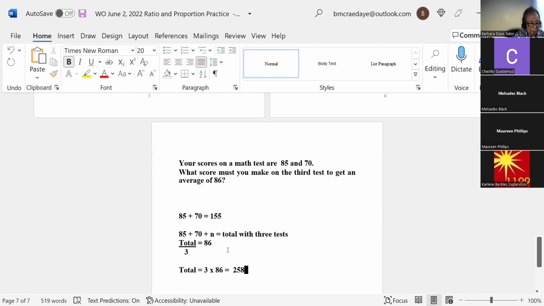Let me see. Do this. You subtract, yes, you subtract what? The 155 from the 258. That's right. So 258 minus 155. And what is that equal to?